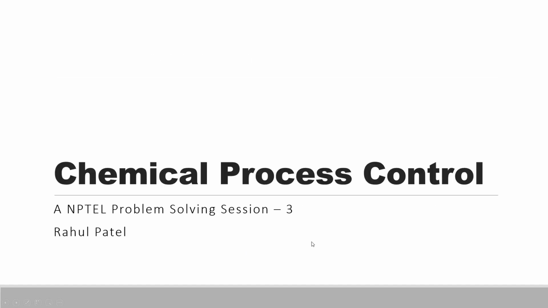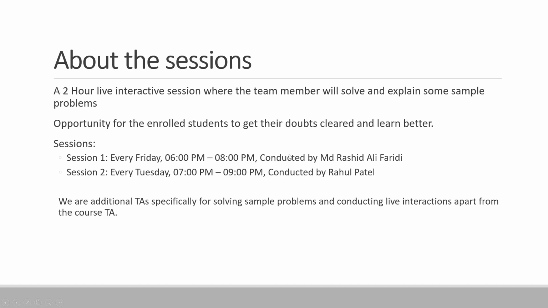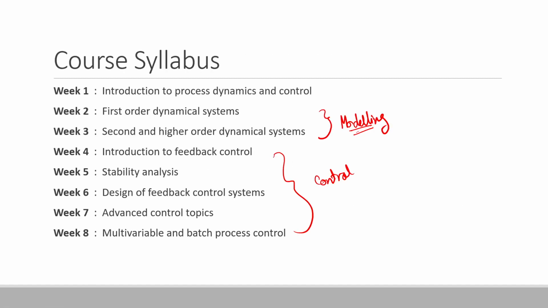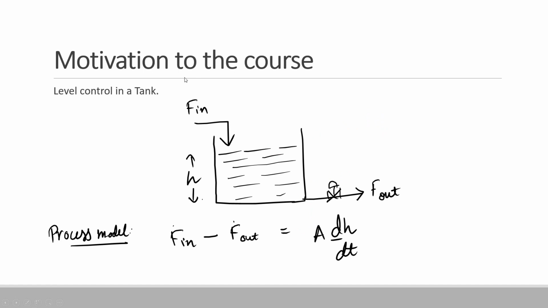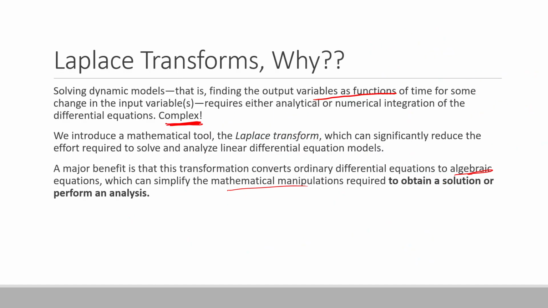So this is session 3, and in the earlier two classes we had covered the introduction to the course, the syllabus. Then we provided the motivation behind the course. So what is the purpose of studying chemical process control? What advantages will it give to us?